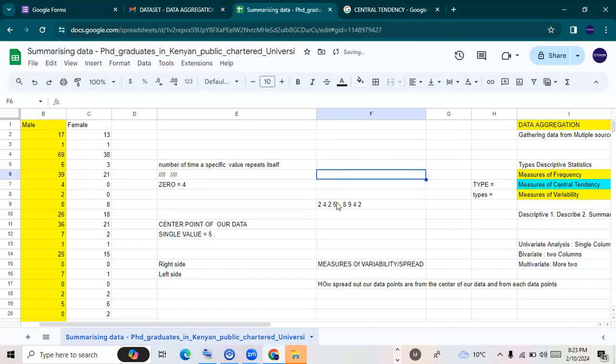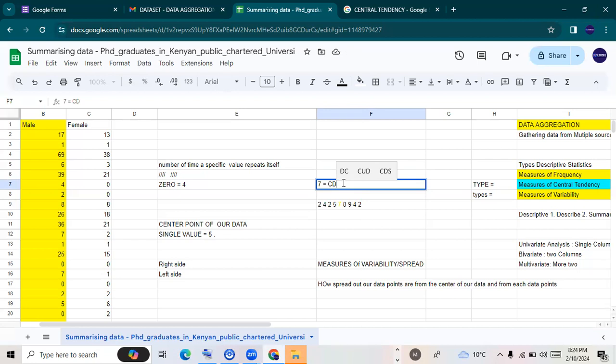So knowing the center is 7, the 7 becomes our central tendency. The 7 here becomes our central. So I'm using the term central tendency.